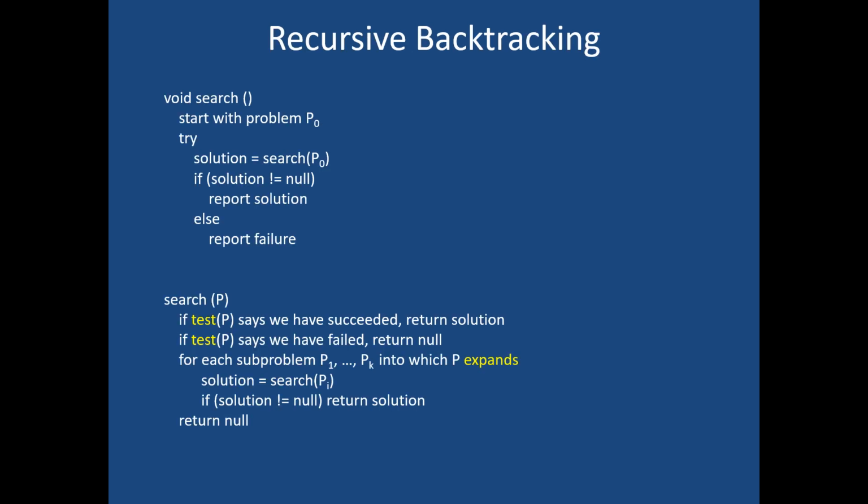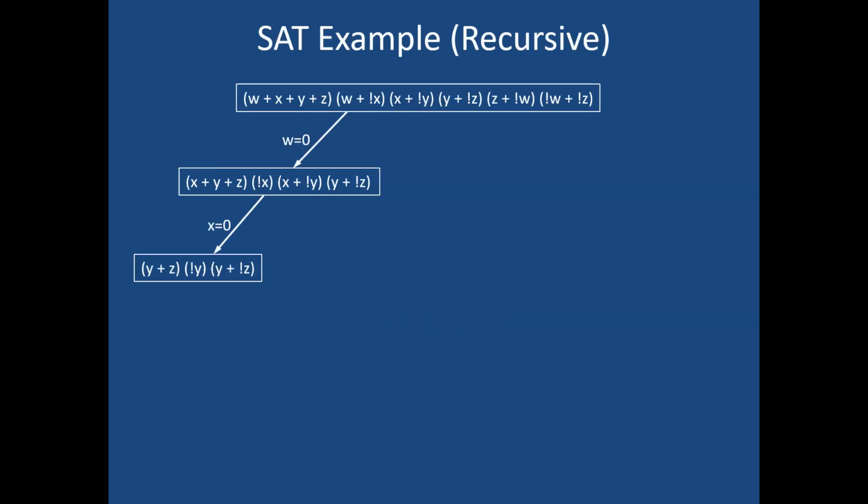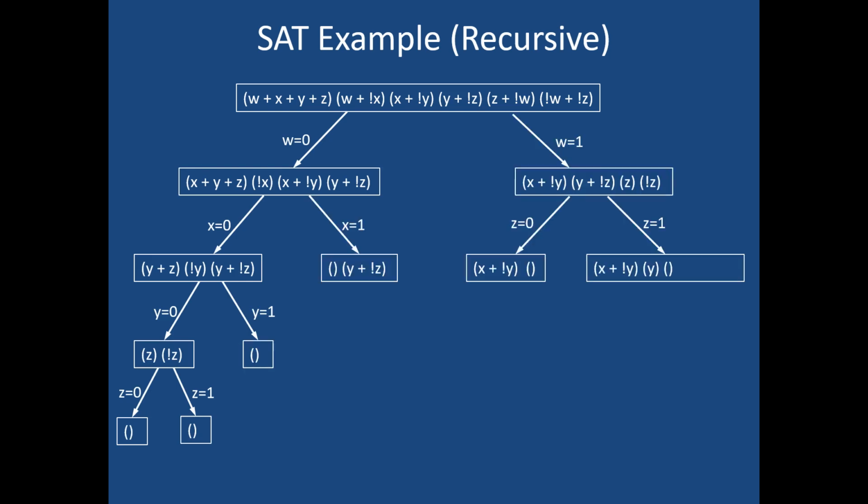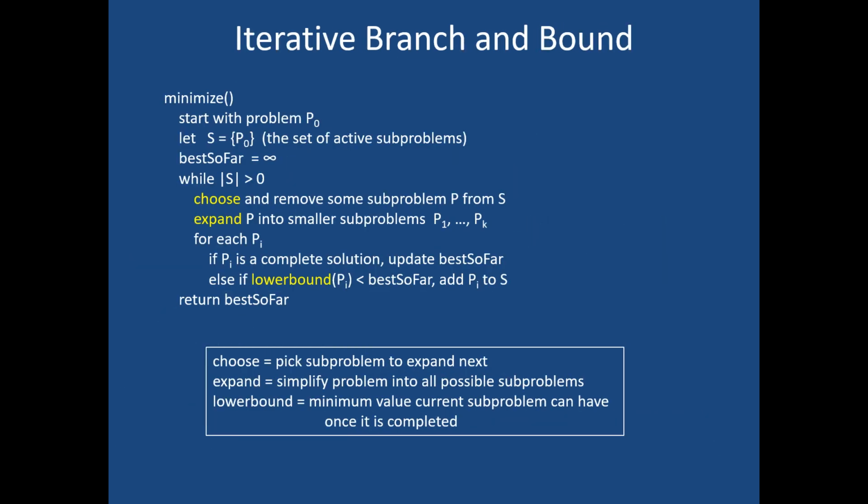All right, so that's backtracking. So this is now branch and bound. So remember, branch and bound is what we did when we looked at the traveling salesman problem. So here again, we start with a problem, P0.